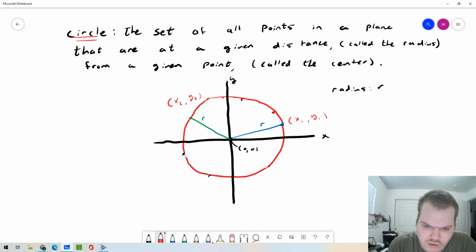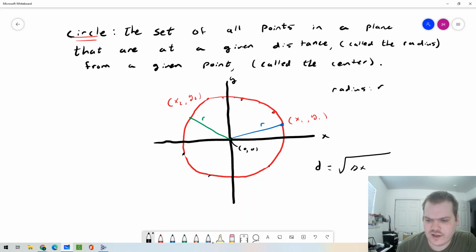Well, if you recall, I've got a formula for the distance away from there. It's the distance formula. And the distance formula is d is equal to the square root of delta x squared plus delta y squared. Now, what is delta x and delta y? Delta x means the change in x. It's how I'm changing from one point to the other on the x-axis. And delta y is how I'm changing from one point to the other on the y-axis.